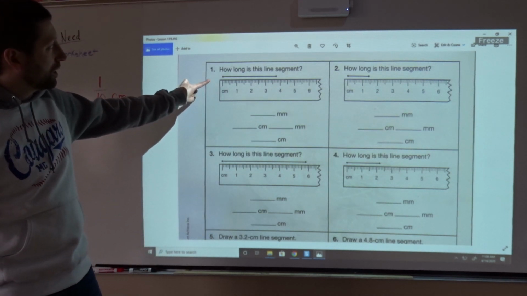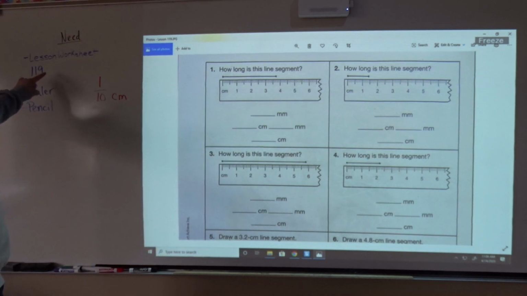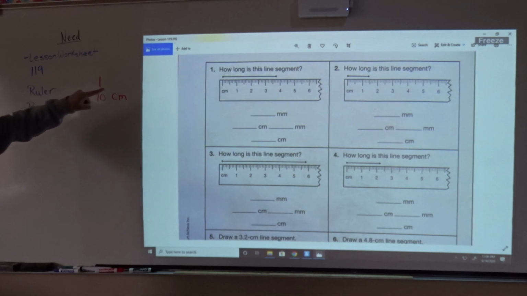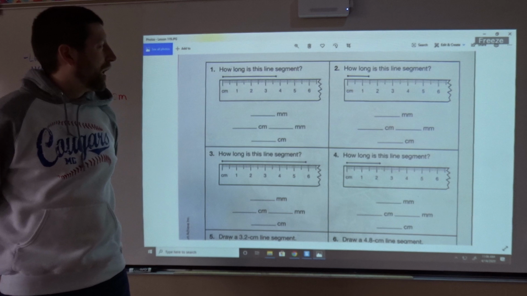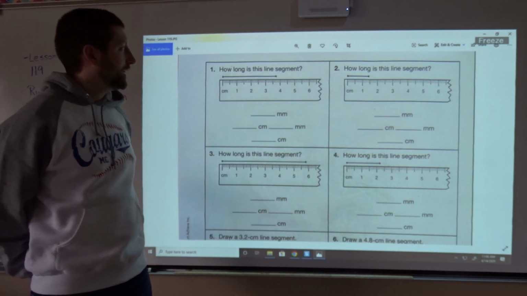So you need lesson worksheet 119 right now. And when we look at number 1, we want to figure out how long this line segment is.